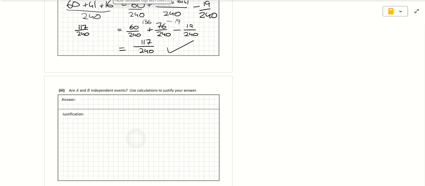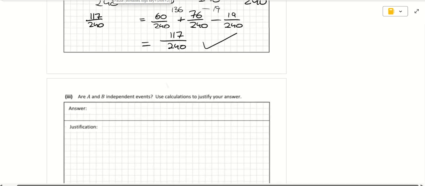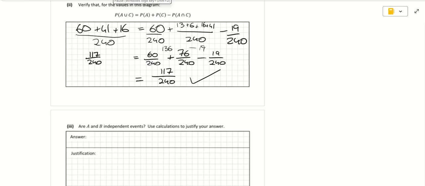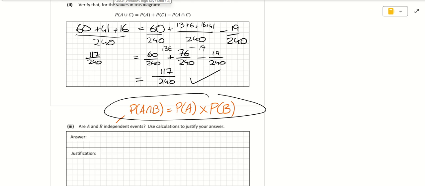Okay, are they independent events? Okay, so this is just something that you need to remember. Independent events. So that means that one doesn't affect the probability of the other. That means, is the probability of A intersection B equal to the probability of A times the probability of B? Okay, so are they independent events? You need to check, is this true? And you just need to remember this.